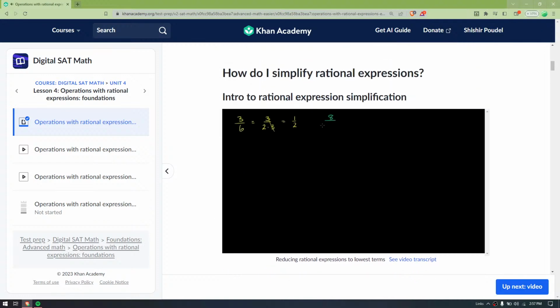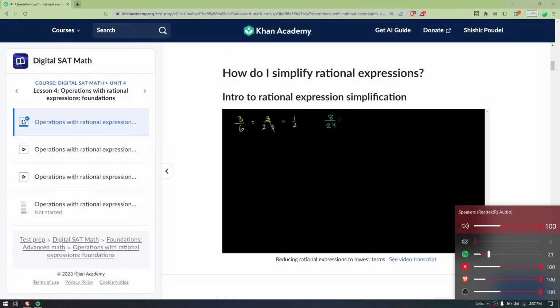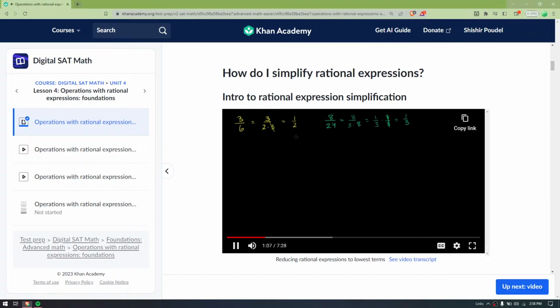Had 8 over 24. Once again, we know that this is the same thing as 8 over 3 times 8, or this is the same thing as 1 over 3 times 8 over 8. The 8's cancel out, and we get this in lowest terms as 1/3. The same exact idea applies to rational expressions.